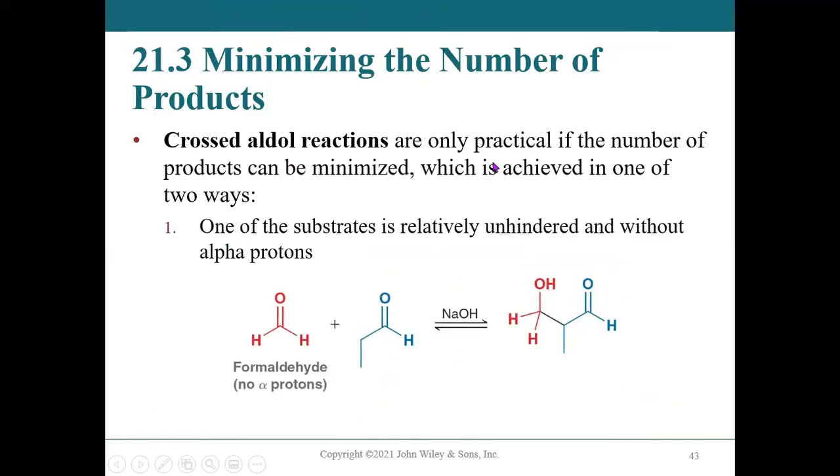Cross aldol reactions are only practical if the number of products can be minimized, which is achieved in one of two ways. One of the substrates is relatively unhindered and without alpha protons. So here is another cross aldol reaction, but this formaldehyde has no alpha proton. Therefore, we only have one possible aldol addition. That means we can only have this addition, and we can only use the enolate from this aldehyde.